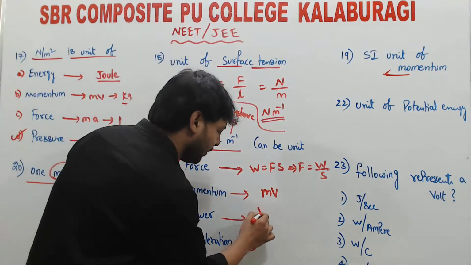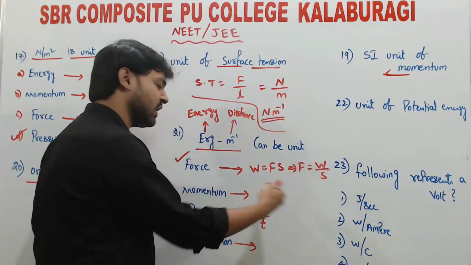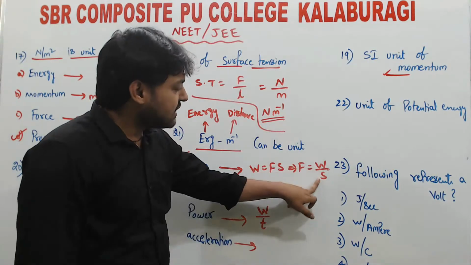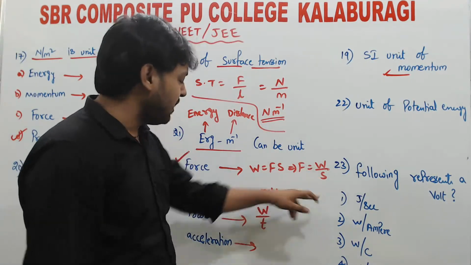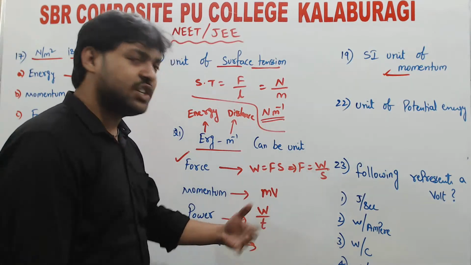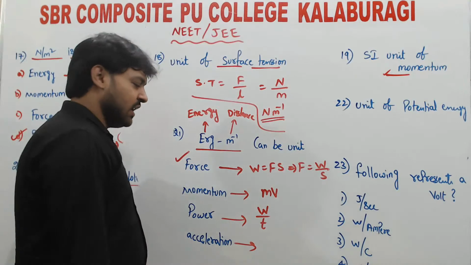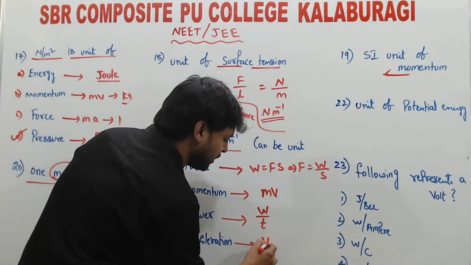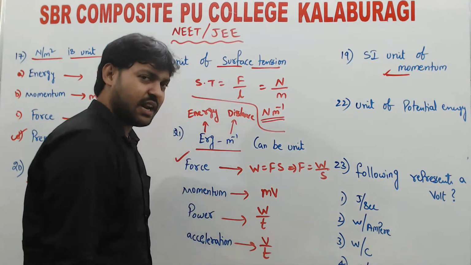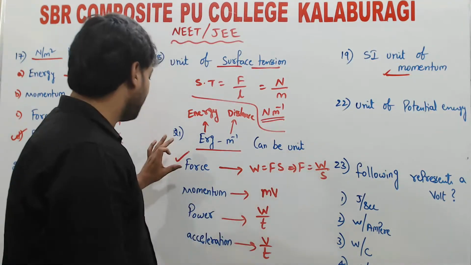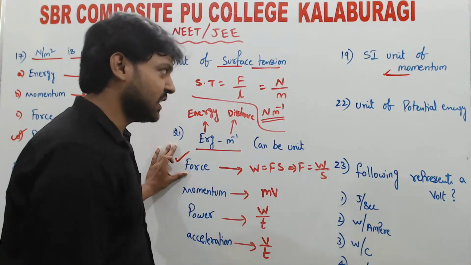And next, power, rate of work done, we know that one also. If you convert, work done by time is there. What we want is work done by distance or displacement, but here it is time. So if you change it also, we won't get this format. And next, acceleration. Acceleration is nothing but rate of change of velocity, right? If we convert this again, we won't get this format. So force will be your correct option.